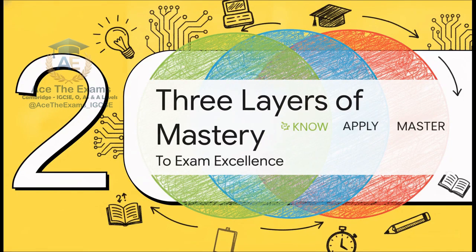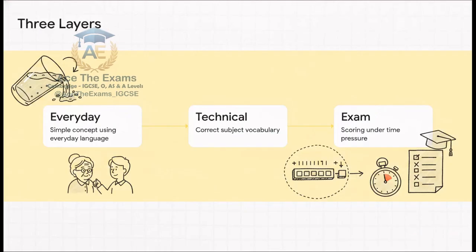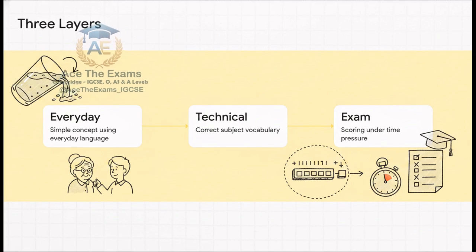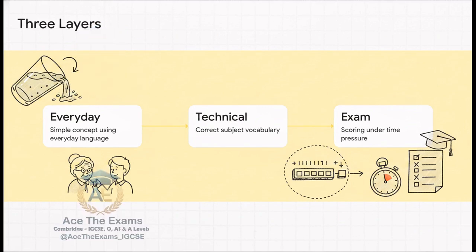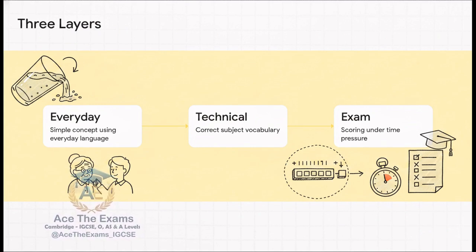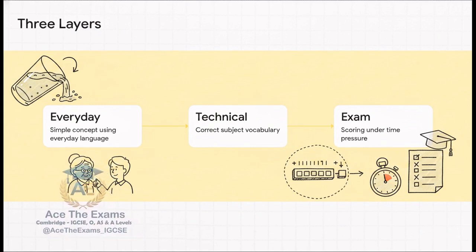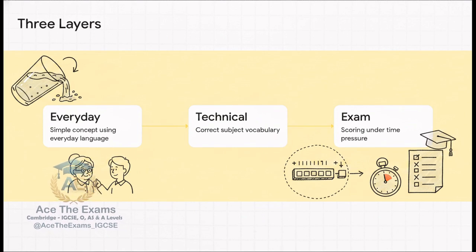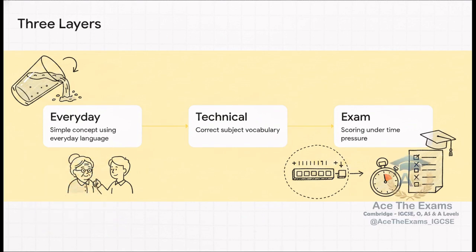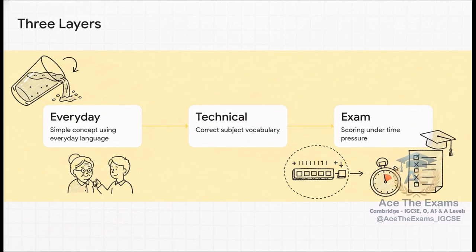Moving on to Section 2, 3 layers of mastery, from everyday words to exam excellence. Now this is a super powerful framework. It totally shifts your brain from just knowing a fun fact to truly mastering it. And this mastery happens in 3 distinct steps. Step 1 is everyday language. Ask yourself, could you explain binary overflow to, say, your grandmother, using a really simple concept like pouring too much water into a tiny glass?